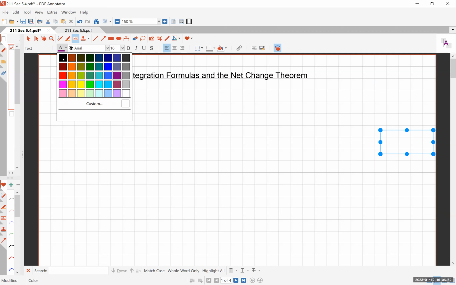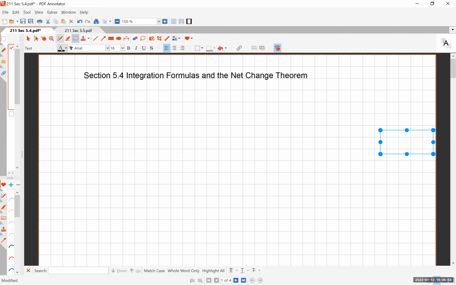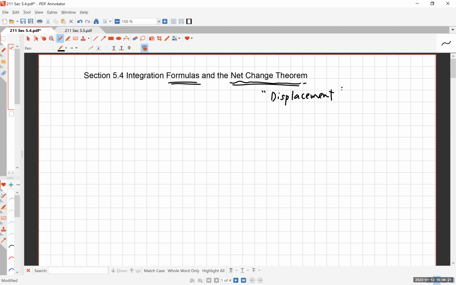All right, so this section has the formulas, which I will list, many formulas. And these are not going to be new because you have all kinds of differentiation formulas. Just write them backwards and you have integration formulas. How nice, huh? And as I said before, the net change theorem is really not a separate statement, so I will just casually talk about what this means. The key to understanding this net change theorem is this word displacement. We'll go over that as we cover this section.